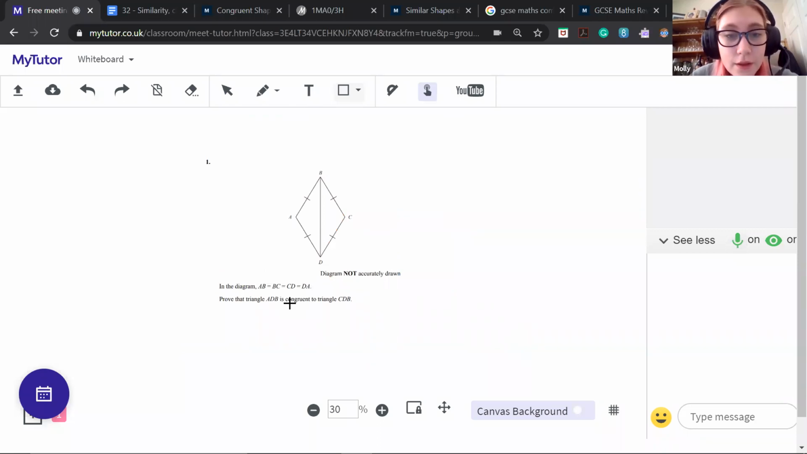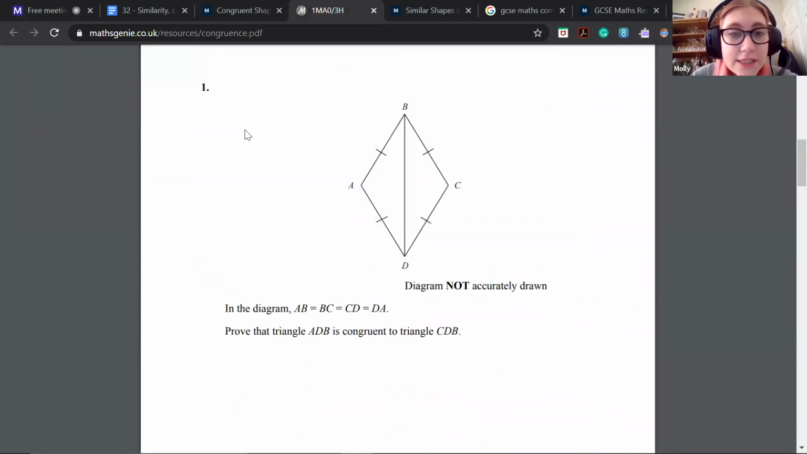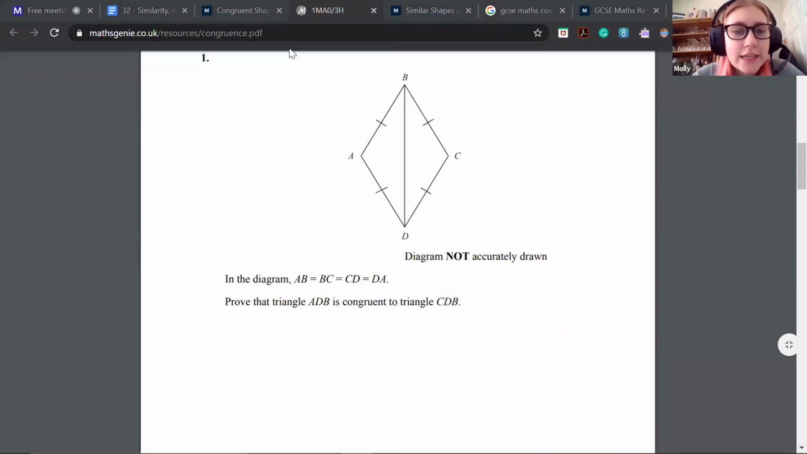Brilliant. 3 people have already got it. Someone said, is maths made easy for all exam schemes? Yes, this sheet is actually from an Edexcel sheet, but it's still applicable to all of them. These could be applicable to any exam.